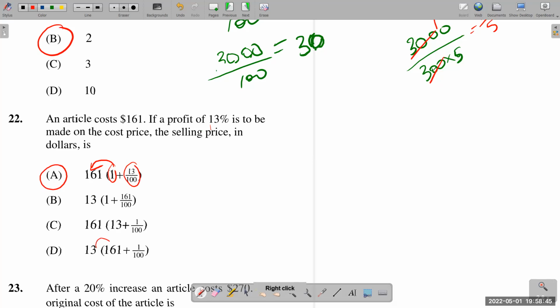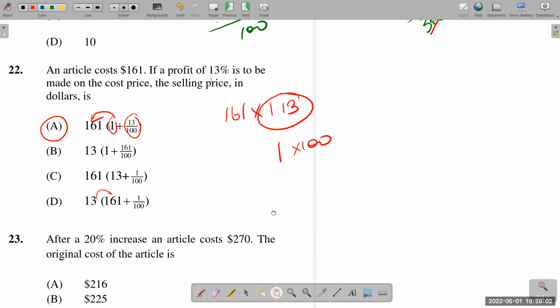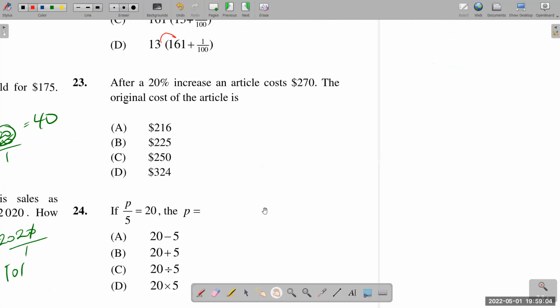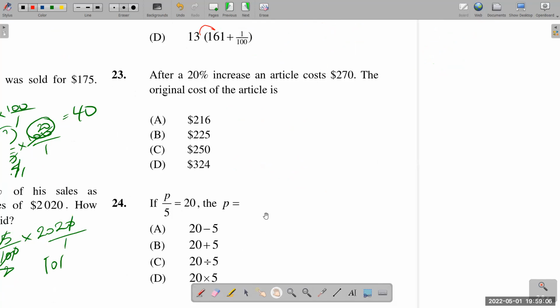Why would you do these two here? Don't make no sense. Okay, that's why in your calculator, you could put 161 times 1.13. Anybody remember when I taught you how to do that? Because times 1 is like saying times 100, which is the full price. All right. Let's keep it moving. My energy is dropping, but we're going to finish, okay?